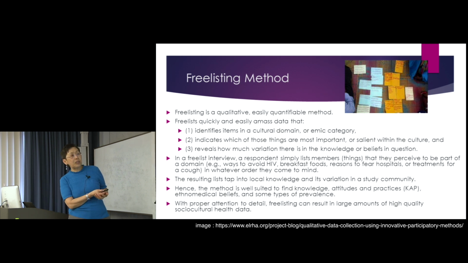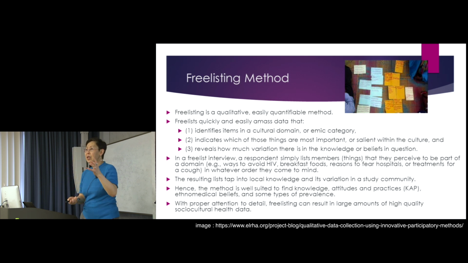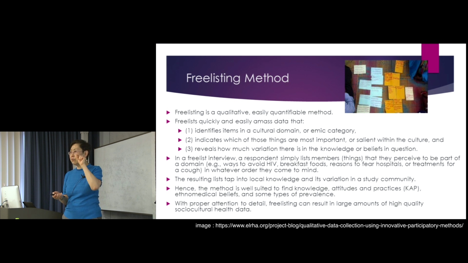Now what we do in a free list interview is the participant simply and quickly lists items that they think to be part of a domain, for example, ways to avoid HIV, breakfast foods, reasons to fear hospitals, or treatments for a cough. Doesn't matter, anything like that. They quickly free list, and it doesn't matter in what order. Just when it comes to their mind, just write it down. So when you want people to list ways to avoid HIV, 1, 2, 3, 4, 5, depending on how many you want them to do, just write it down quickly. Anything that comes into your mind, you just do it.